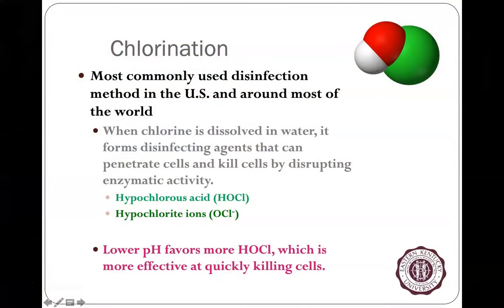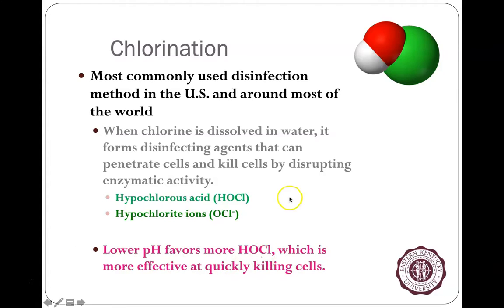Hydrochloric acid, its formula is HCl. Hydrofluoric acid, HF. Nitric acid, HNO3. So acids in general have hydrogen in them, a lot of hydrogens. So water that has a lot of hydrogens in it is more acidic. So when we add chlorine to water that has a lower pH, it favors the production of more acid, and it favors production of more hypochlorous acid.